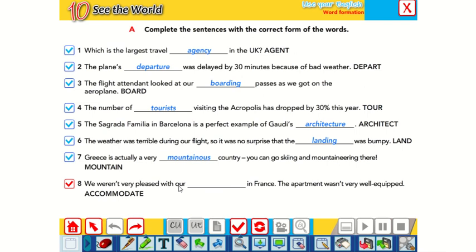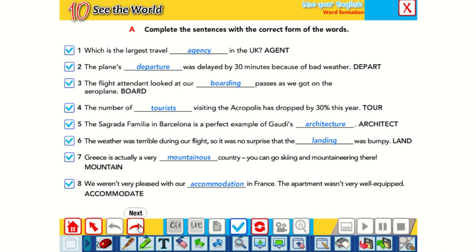After the possessive pronouns, we have to put a noun. So here after the space we have "in France", which is a preposition. So of course we have to put a noun here, which is accommodation. So these are all the answers for this exercise.